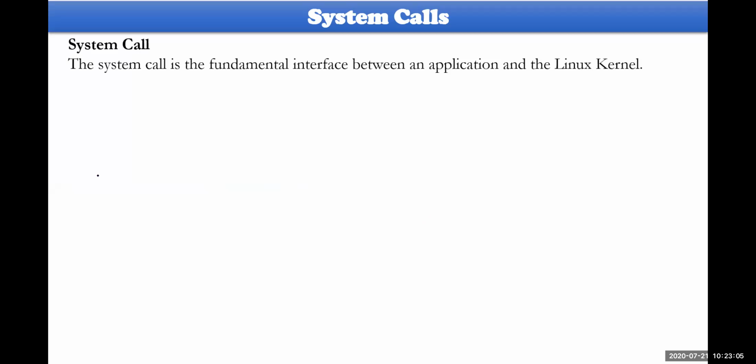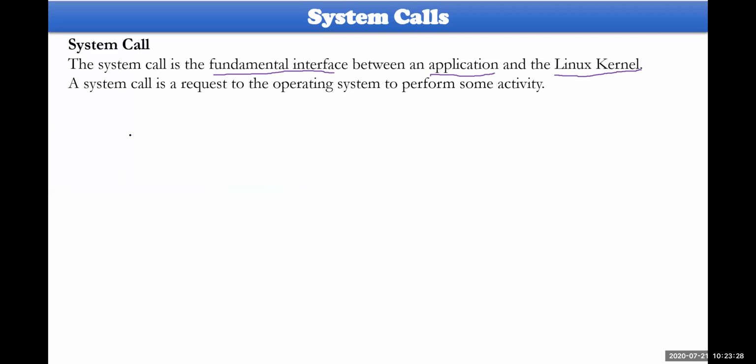Then look at this. Some definitions regarding a system call. Already I told you it is a fundamental interface between the application or process of yours and the Linux or Unix kernel. So it is the fundamental interface between those two. Also, a system call makes a request to the operating system to perform a certain kind of activity.